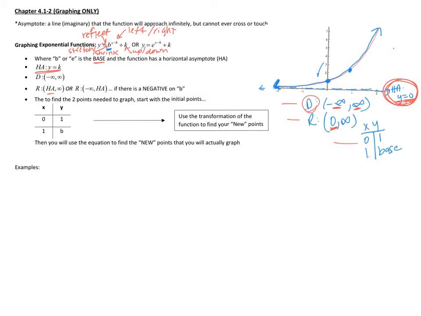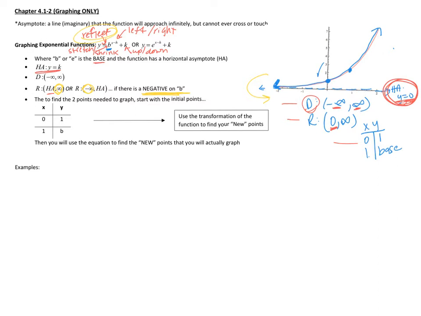Okay. Another thing that could possibly affect that range is if we were to reflect our function. If we were to reflect our function, remember that comes when we have a negative in front. If we were to reflect it, then we notice instead of a positive infinity, we have a negative infinity for the range. Because if I were to reflect this graph, it would now be below that horizontal asymptote, right?